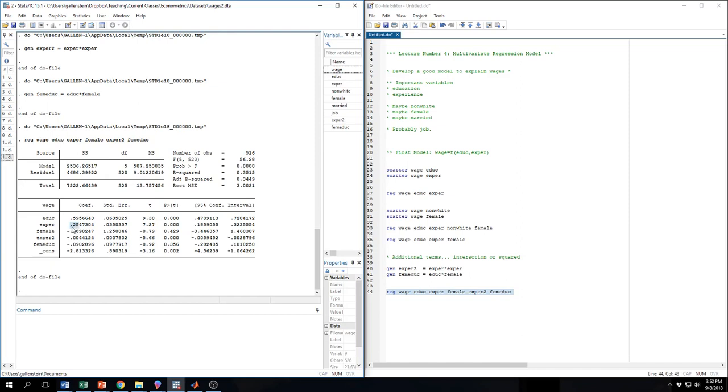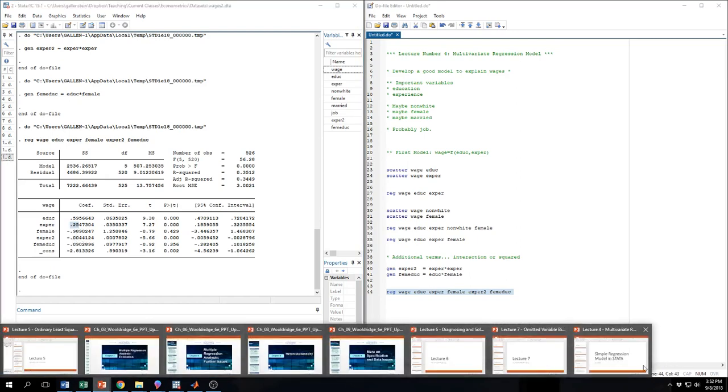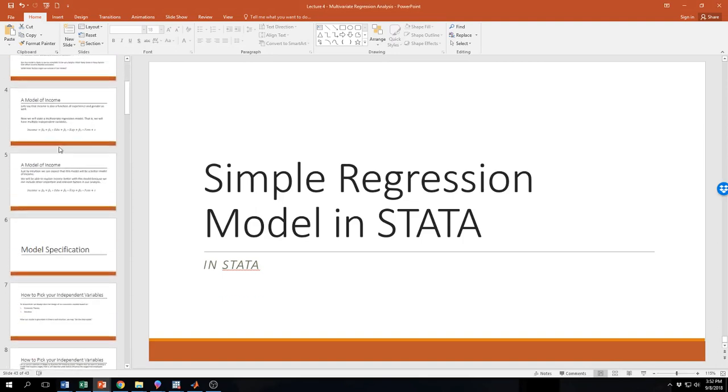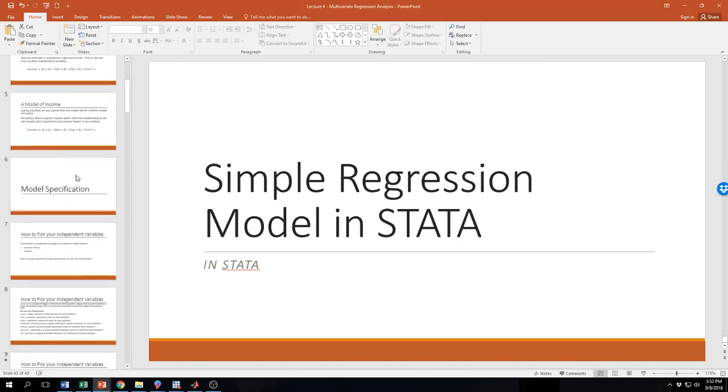Well, I should say 25.4 cents per hour. But if I already have 1 year of experience in my bag, then an additional year of experience would be only worth 25 cents because I'm subtracting this 0.004. Let me illustrate this. Let me go into the lecture. I'm going to illustrate this live.